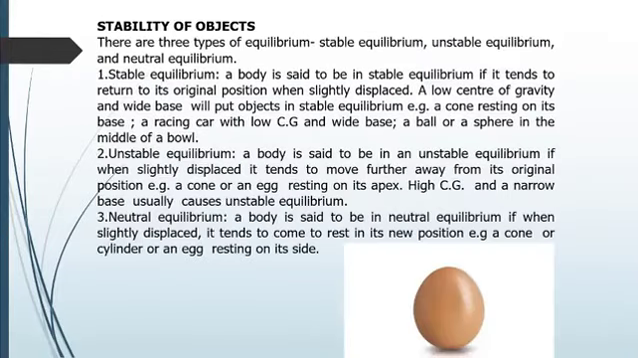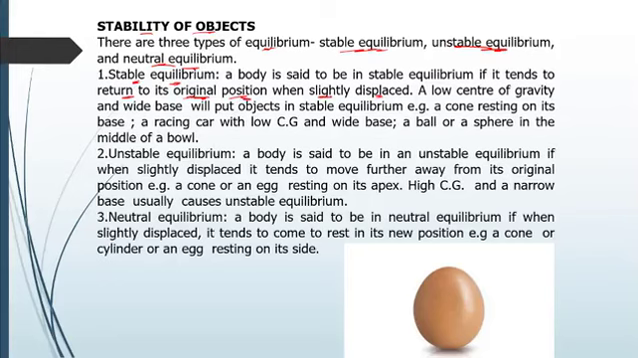Alright, let's talk about stability of objects. Now, when we talk about stability of objects, we are talking about how objects are in equilibrium. We have 3 types of stability of objects, or 3 types of equilibrium. We have stable equilibrium, unstable equilibrium, and neutral equilibrium. When we talk about stable equilibrium, we are talking about the ability of a body to return to its original position when it is slightly displaced.